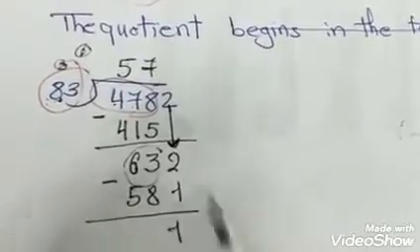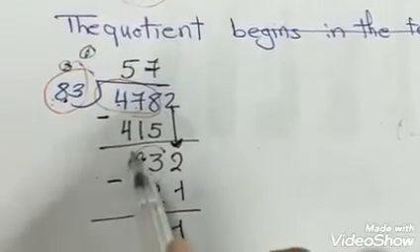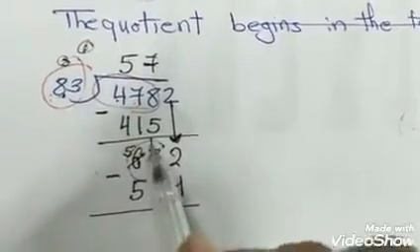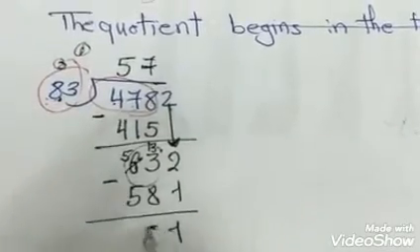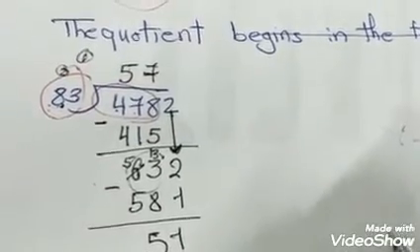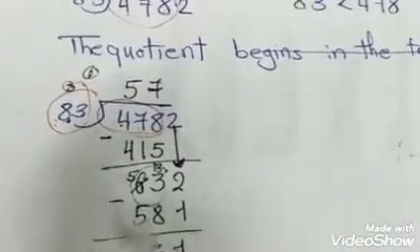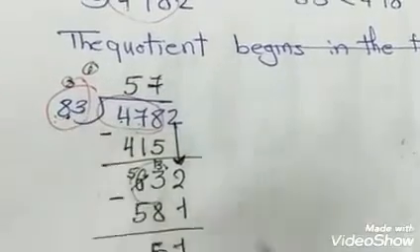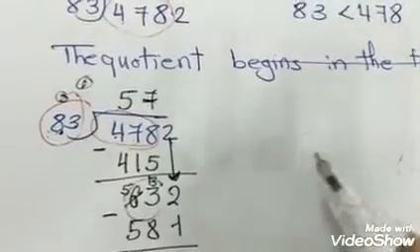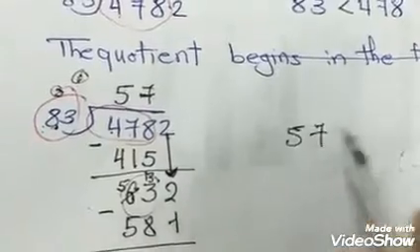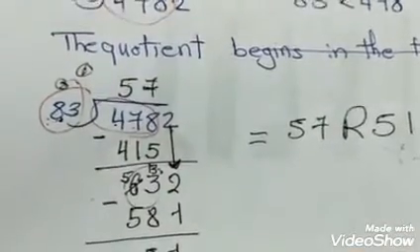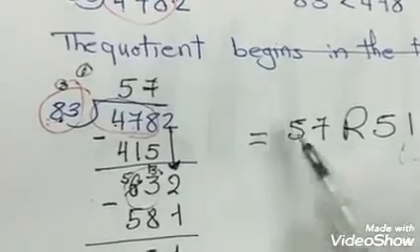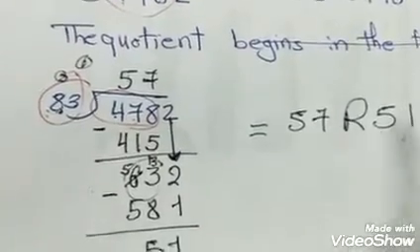2 minus 1 equals 1. 3 minus 8 can't be, so I borrow 1 and make it 13. 13 minus 8 equals 5. So 51 is less than 83, so the quotient will be 57 and the remainder will be 51.